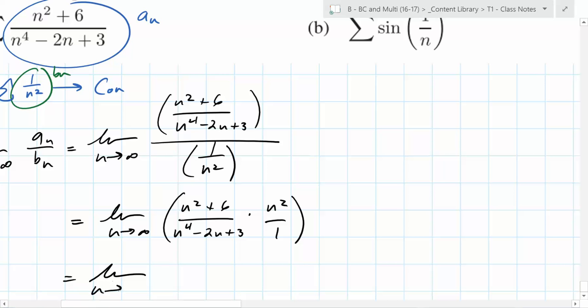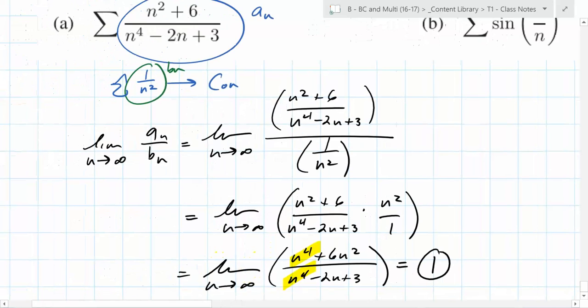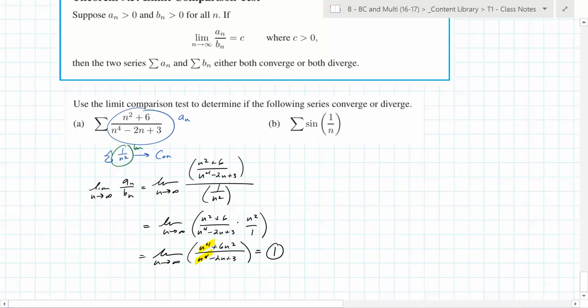So what does that mean? Limit as n goes to infinity of n to the 4th plus 6n squared all over n to the 4th minus 2n plus 3. Do you know the limit of that? It's 1. Why is it 1? Those are the only ones that matter, right? What's n to the 4th over n to the 4th? 1. So what did we just show? We just showed that the sequence of the fraction of these two things goes to 1. You know this converges, so therefore what must that do? It must also converge.